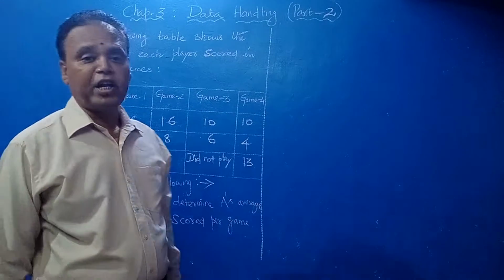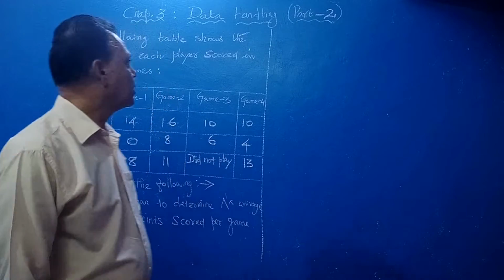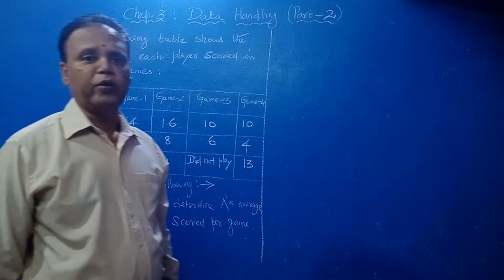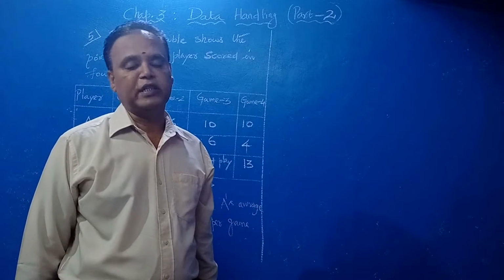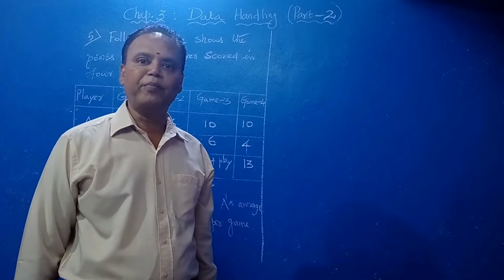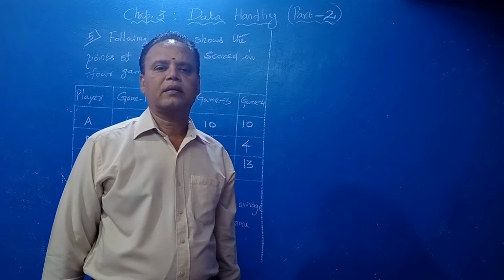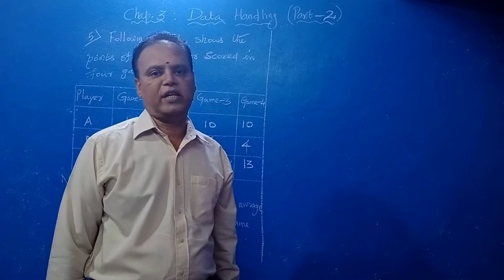So chapter 3, data handling, part 2. In part 1 you have studied arithmetic mean and the organization of data. What is arithmetic mean? Or mean, or average.